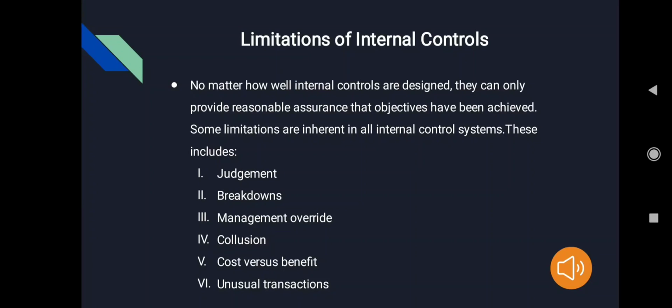A limitation of internal control is that they are generally designed to deal with what normally or routinely happens in a business. However, it may be the case that an unusual transaction may occur which does not fit into the normal routines, in which case standard control may not be relevant to the unusual transaction. Hence, mistakes may be made about that unusual transaction.